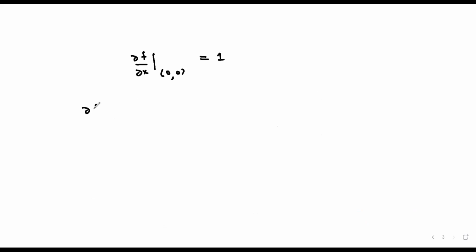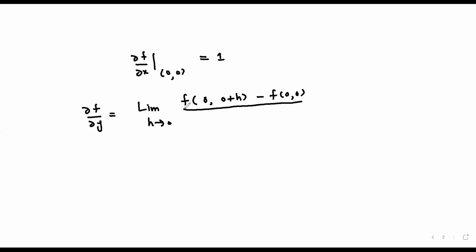Now we find partial f by partial y. Partial f by partial y is the limit as h approaches 0 of f(0, y plus h), where in the place of y we put 0. Okay students, f(0, 0 plus h) minus f(0, 0), divided by h. We put h here, y plus h, and at the place of y we put 0 because we are finding the change with respect to y.